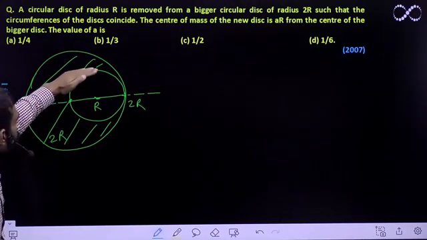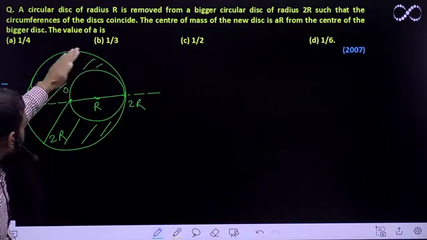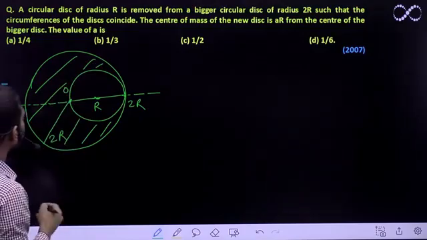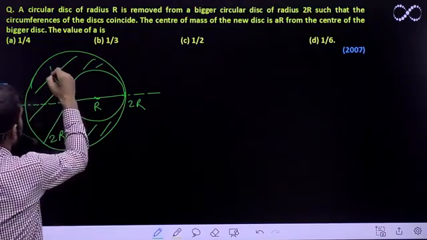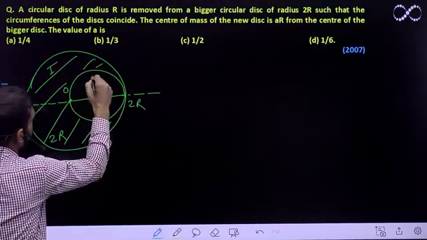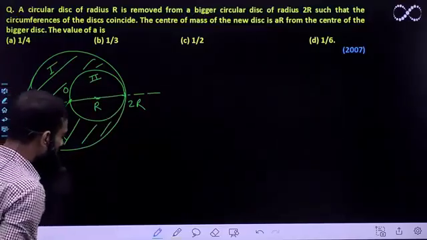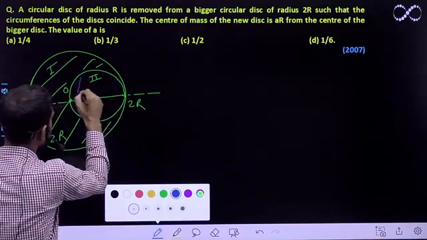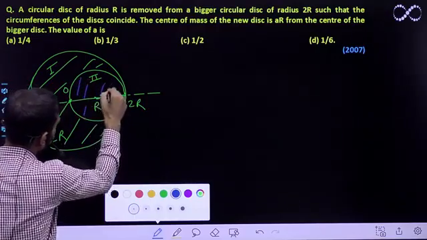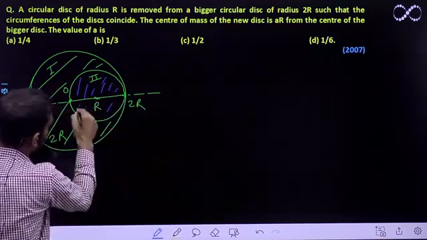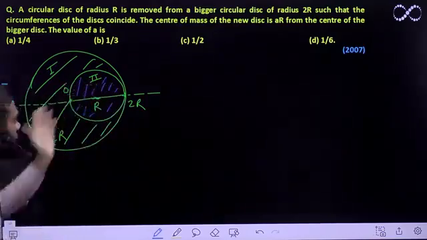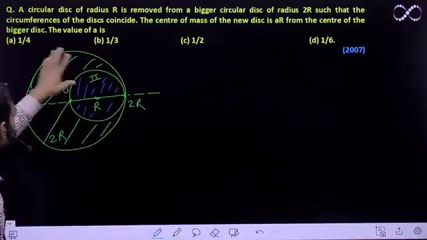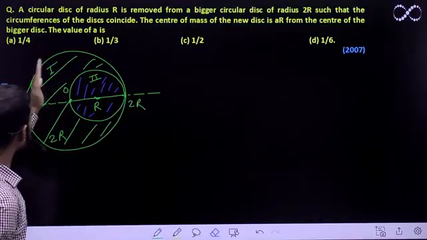I have to find the center of mass of the shaded portion of the disc, because this part is removed. Let us call this part 1 and this part 2. What I will do here is fill this part also. Although it is removed, I have filled this part too with mass. So after filling, this will become the full disc. So let us call them part 1 and part 2.